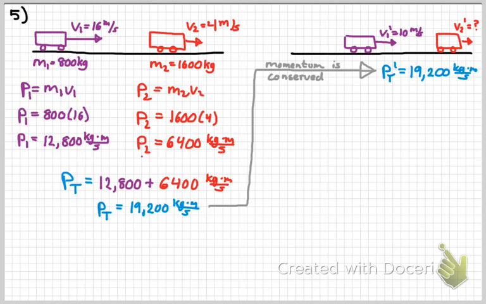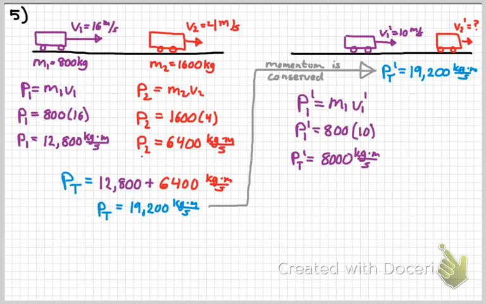So since I know what the total has to be, and I can figure out the momentum of one object, then I can figure out the momentum of the second object. So our next step is to figure out the momentum of the first car after the collision. So I'm going to use the original mass of 800 and the new velocity of 10 meters per second. So when you do that, you get a new momentum for the first car of 8,000 kilogram meters per second.